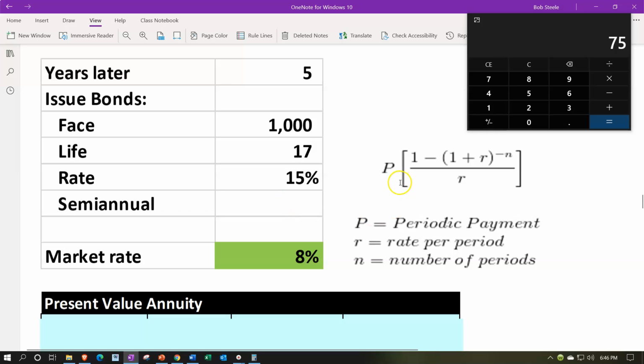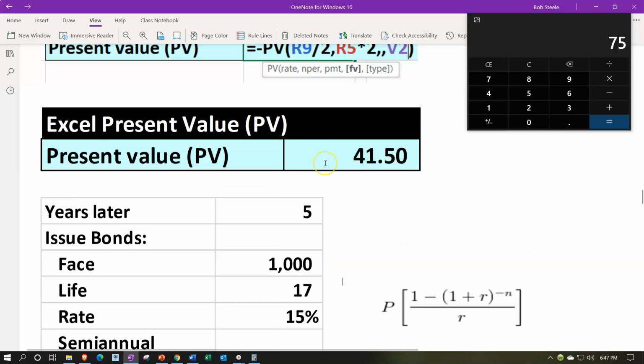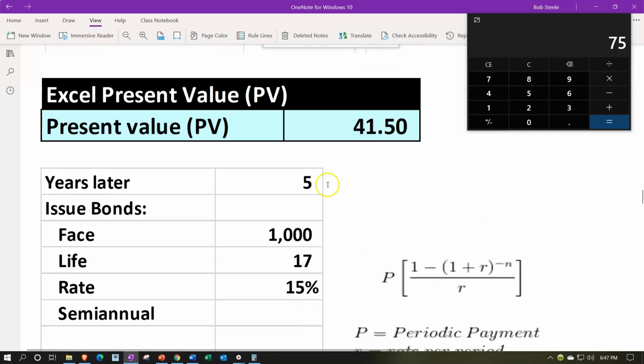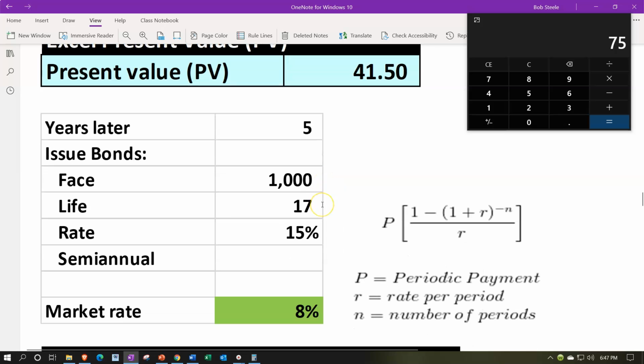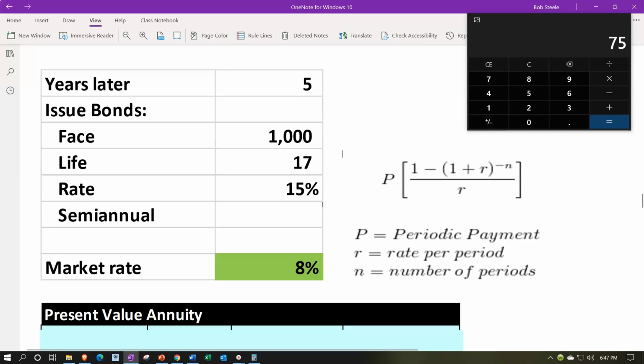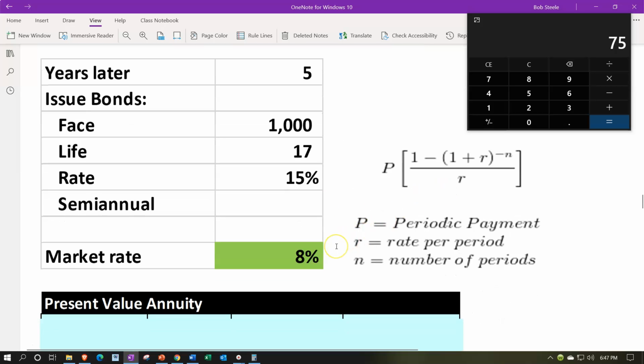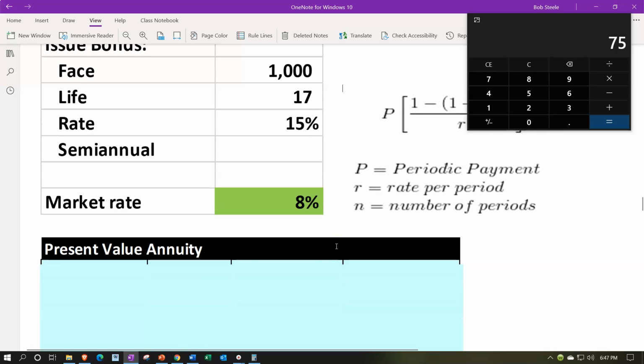We're going to have P times 1 minus 1 plus R to the negative N over R, valuing this bond again. P is going to be the same. It's going to be the 1,000 times the 15% divided by 2, times 1 minus 1 plus R to the negative N. R is going to be now 8% market rate divided by 2, or 4%, to the power of negative N, which is now the 17 periods because it was 22 minus 5 years had passed. So now we're at 17. Then you have to multiply that times 2 because we're talking semi-annual, divided by R, which once again is the 8% market rate, but divided by 2, or 4%.